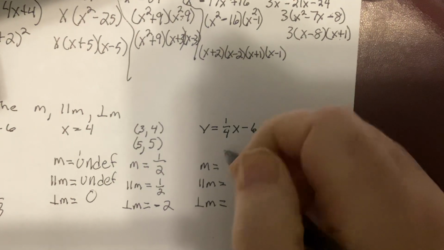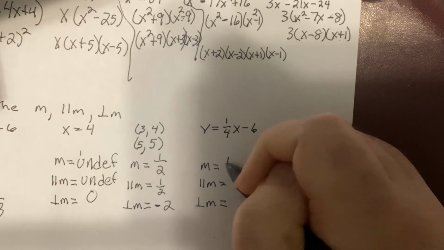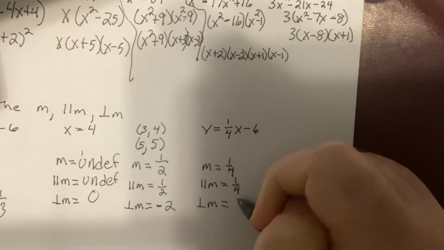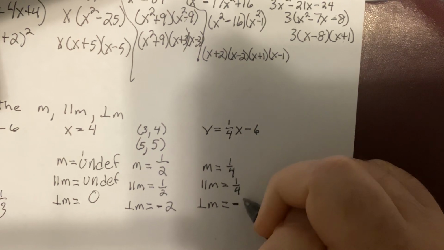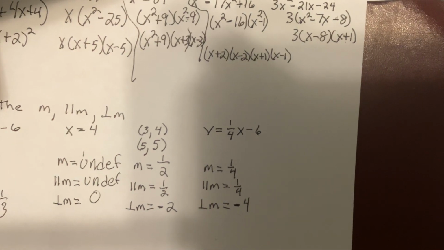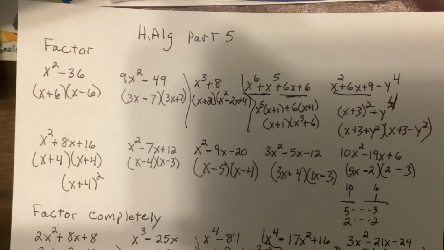See, this is going quick. Slope is a fourth, so parallel slope is a fourth. So perpendicular is negative 4. That would be negative 4. So this is going pretty quick.